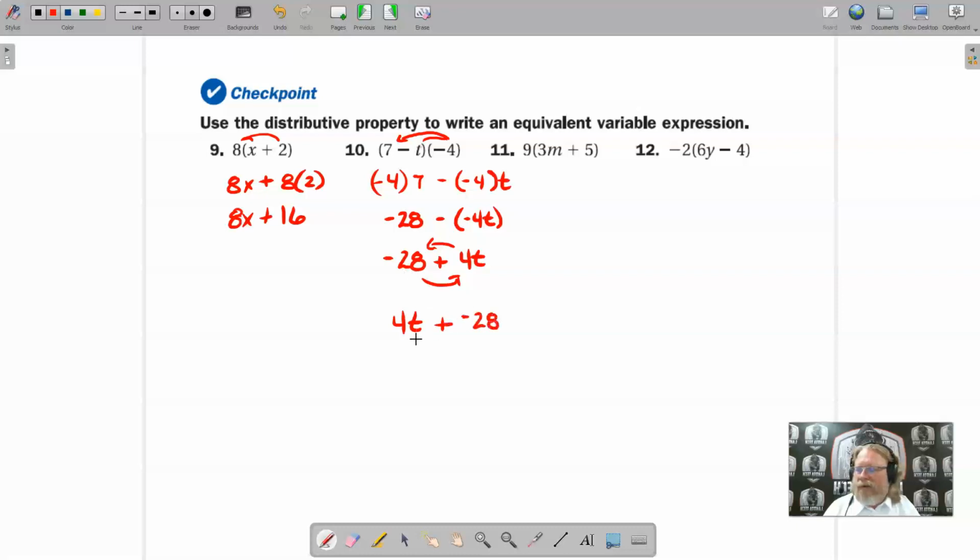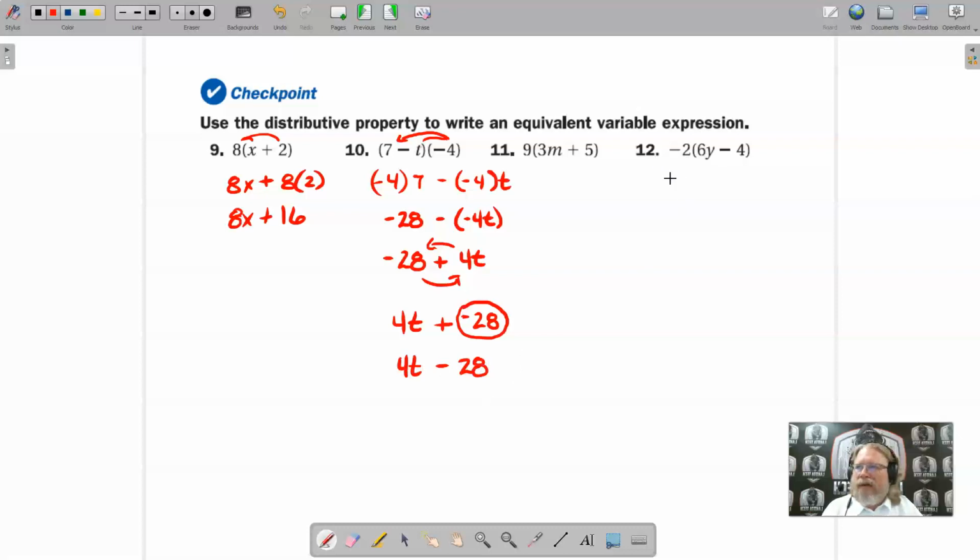Now I do have the whole plus and negative here. If I wanted to, I could simplify this even further. Put 4t, change the sign from addition to subtraction, take the opposite of negative 28, which would be positive 28, and that would be simplified there.